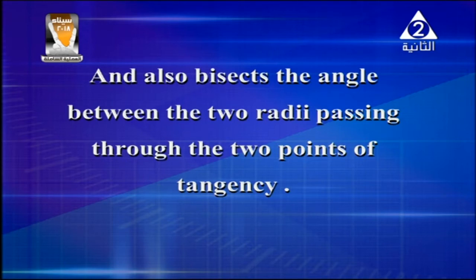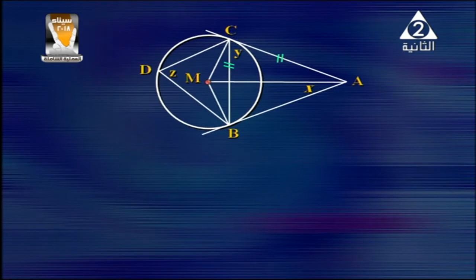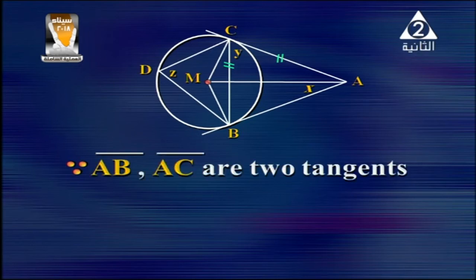Now let us have some examples. In the figure opposite to you, I want you to find the values of x, y, and z. First of all, you are going to notice that AB and AC are two tangents to the circle M from a point outside it, which is the point A. So the theorem says that if two tangents are drawn to a circle from a point outside it, then their lengths are equal. So we can say that AB equals AC.